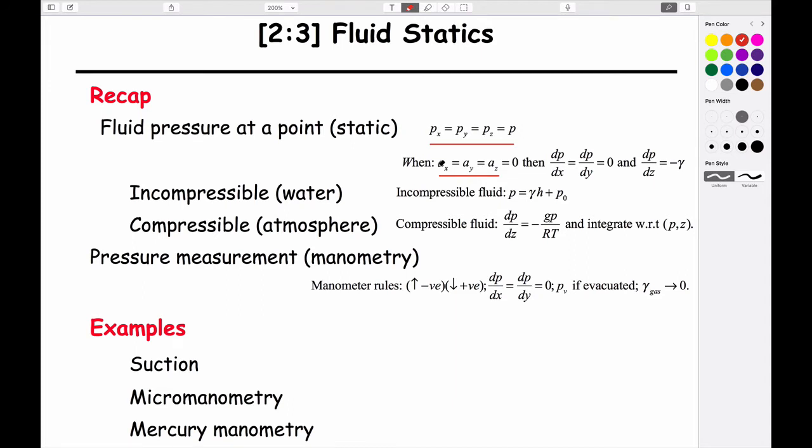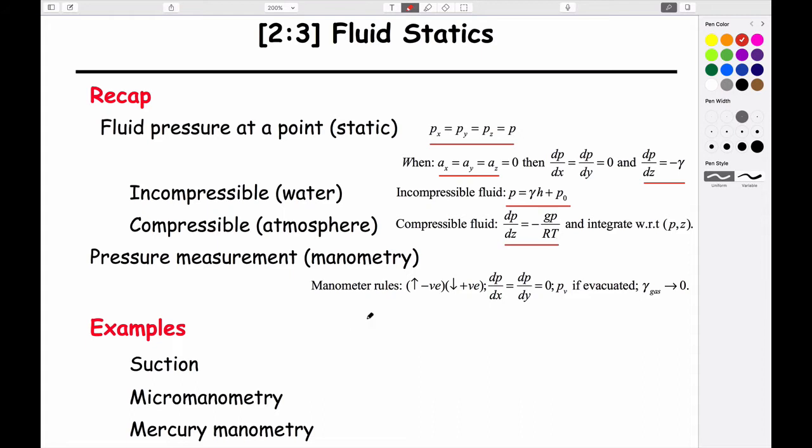The other things that we know are that if there's no accelerations, then the pressure changes absolutely conform to this rule. We know that if it's an incompressible fluid, then taking this and integrating it gives this, which we used. If it's a compressible fluid, then we have to account for the fact that density changes with fluid pressure. And so we can accommodate that as well, and we've done that.